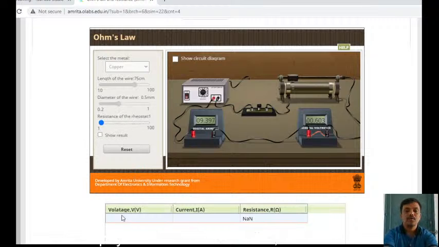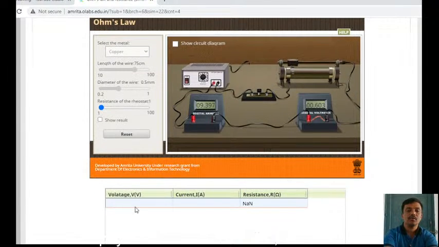Okay, now down here there is a table. In the table you have to note the voltmeter reading and the ammeter reading, then divide the two, and you will get the resistance. Like this you have to change the rheostat.